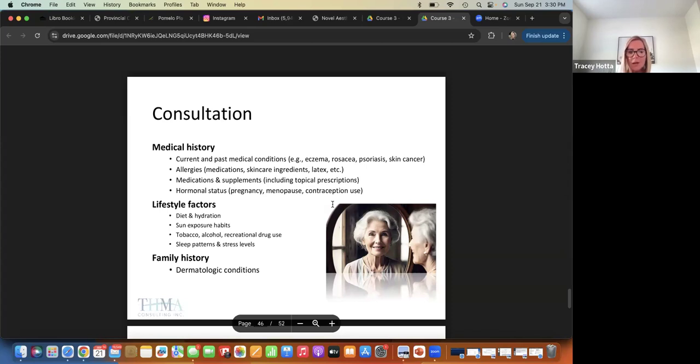What is their hormonal status, pregnancy, menopause, contraceptive use? Lifestyle factors, diet, hydration, sun exposure habits. Do they wear sunscreen? Do they smoke? Do they drink? Do they use recreational drugs? Sleep patterns, stress levels. I think it's an important question to ask. And then also family history, dermatological conditions.